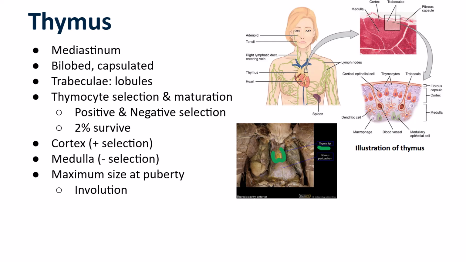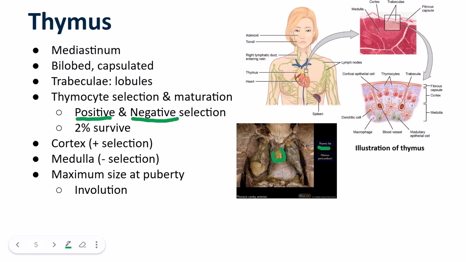Now, the thymus is the namesake for T cells. So T lymphocytes are named that because they mature within the thymus. And typically, those cells, as they develop, are known as thymocytes. And they go through a process of maturation, which includes selections. Now, there's both positive and negative selections upon those thymocytes.